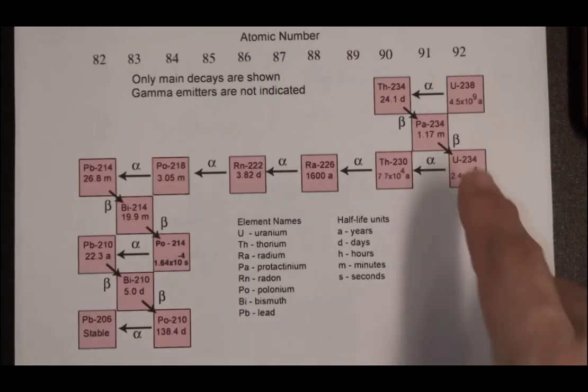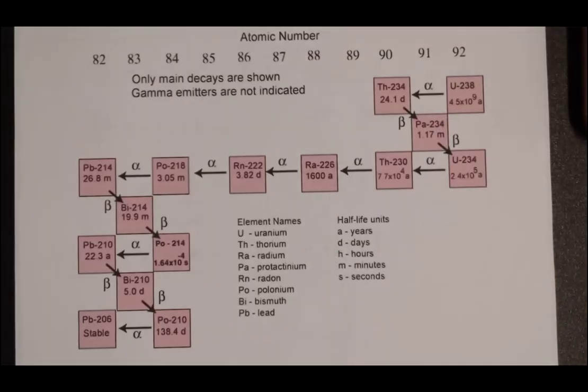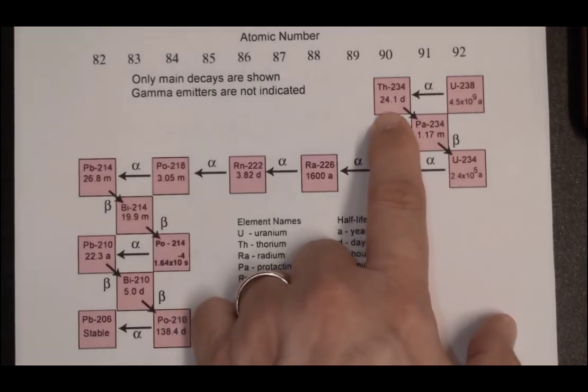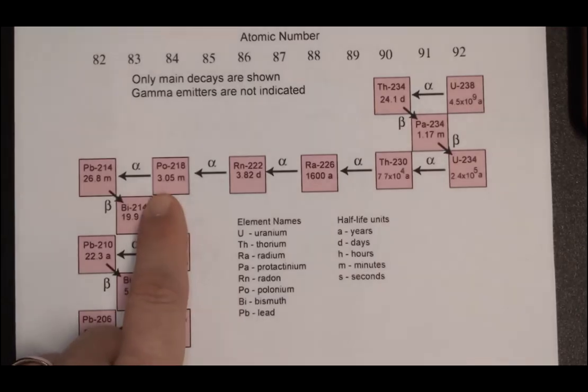By the way, uranium-238 is fairly stable. Its half-life is 4.5 times 10 to the 9th years. That's annum, years up there. 10 to the 9th, that's billions of years. Thorium, on the other hand, its half-life is 24 days. It decays fairly quickly. Some of these are really quick. Polonium-218 has a half-life of 3 minutes.